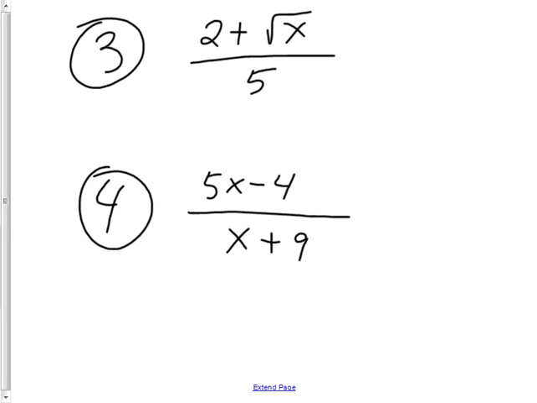Find the domain of those two. One of them's got a square root. One of them's got a fraction.